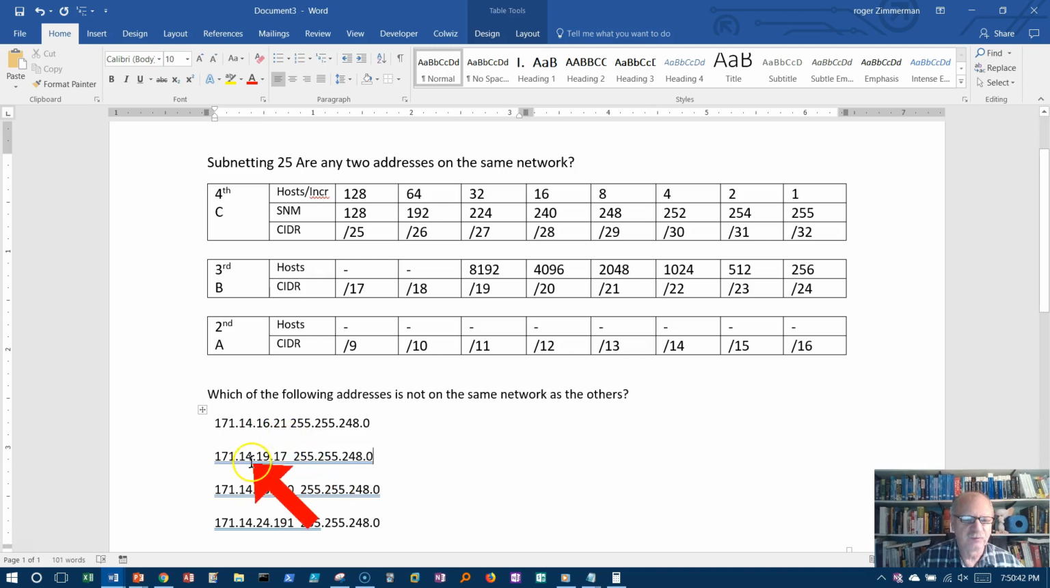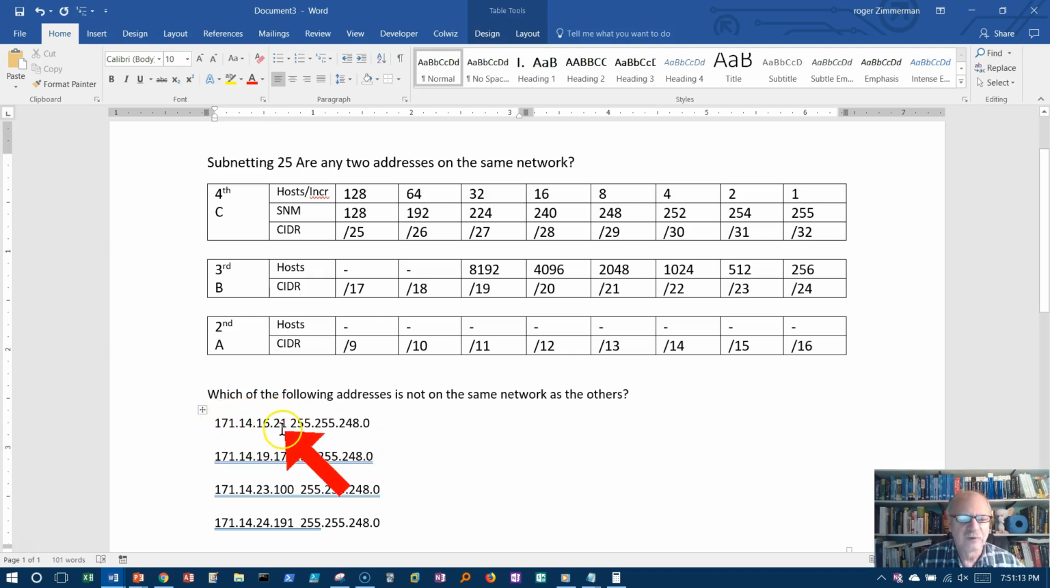So we have 171.14.16.21, 171.14.19.17, 171.14.23.100, and 171.14.24.191. Are these all on the same network? Well, let's look at the subnet mask to figure this out. First of all, they are all on the same subnet mask, 255.255.248.0.